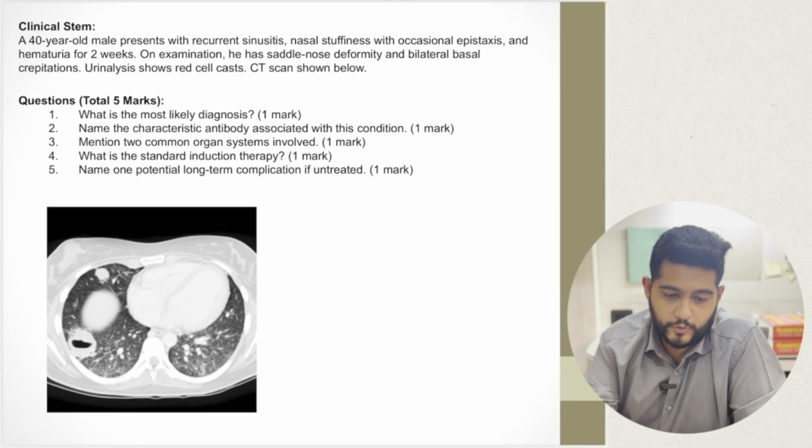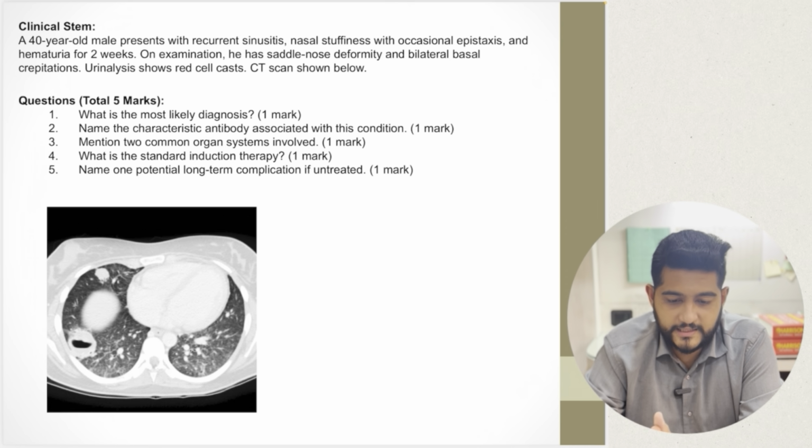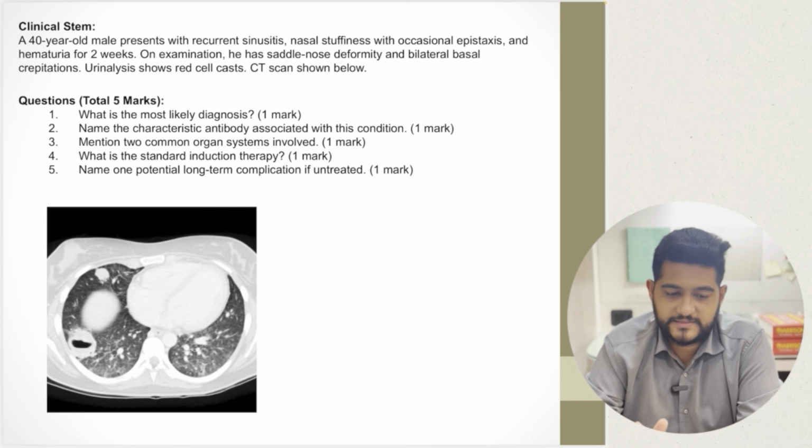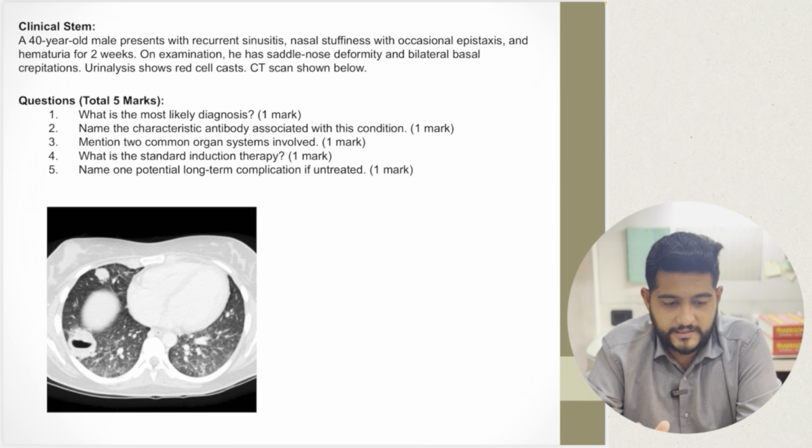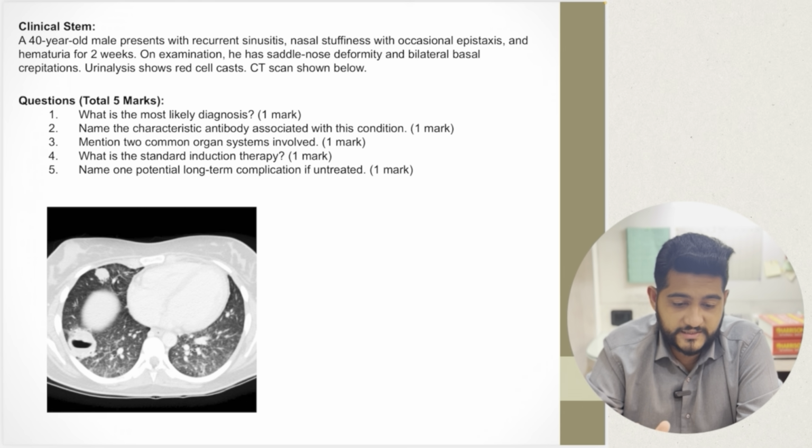A 40-year-old male presents with recurrent sinusitis, nasal stuffiness with occasional epistaxis, and hematuria for 2 weeks. On examination, he has a saddle nose deformity and bilateral basal crepitations. Urine analysis shows red cell cast. CT scan shown below. What is the most likely diagnosis? Characteristic antibody associated with this condition, 2 common organ systems involved, standard induction therapy, and 1 potential long-term complication if untreated.